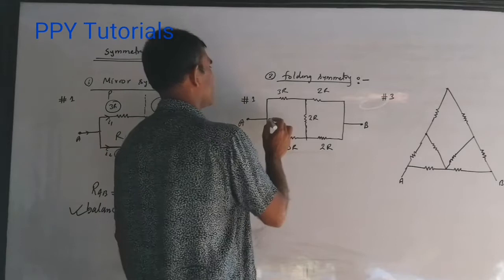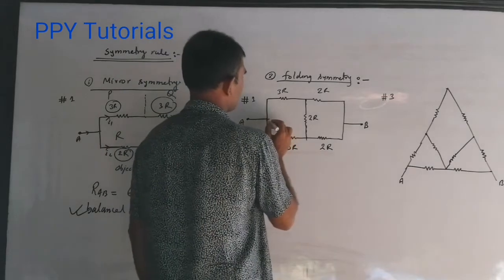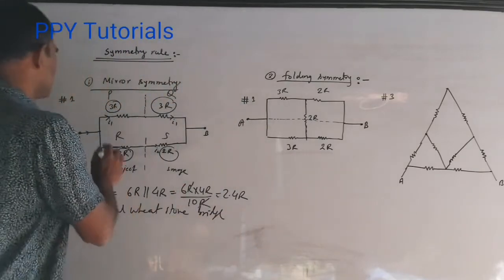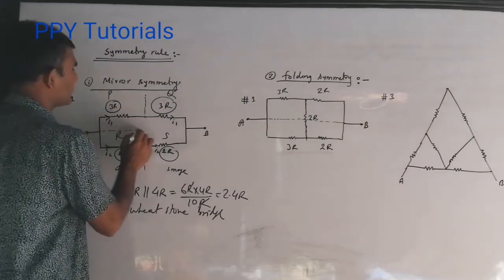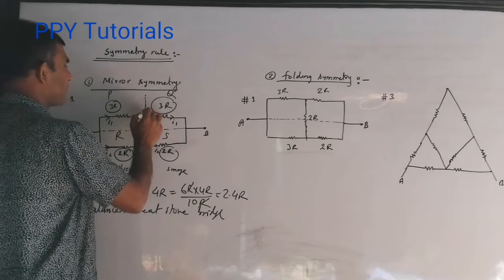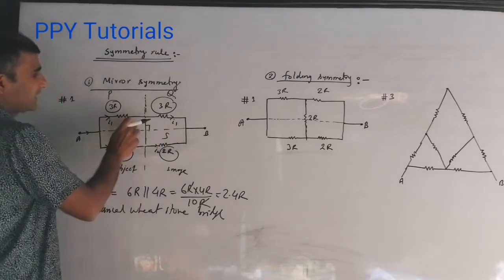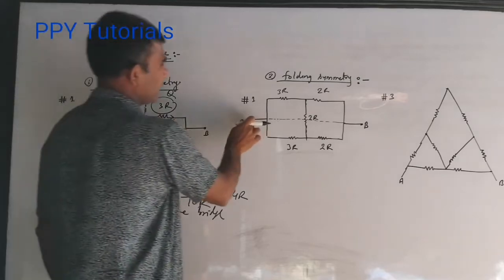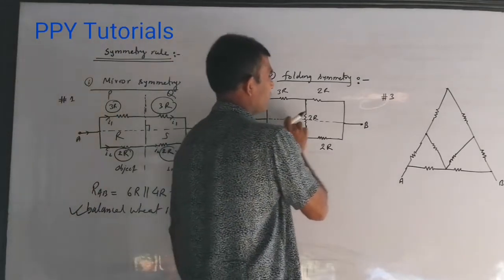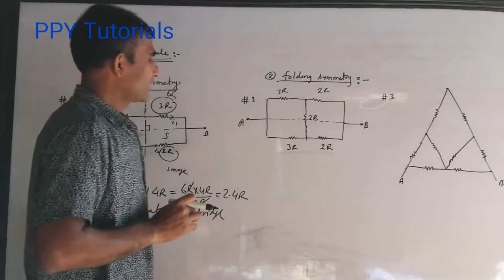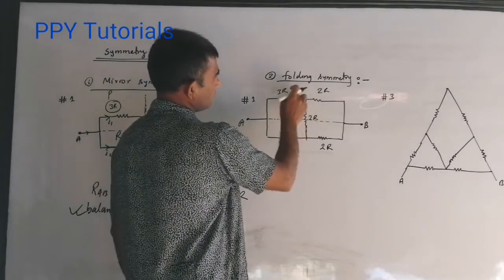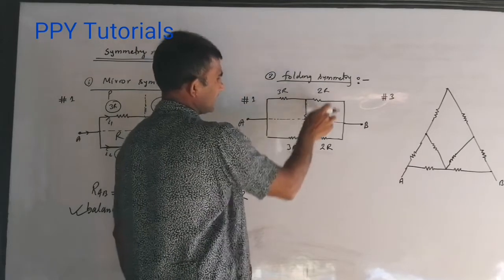How will you find? You will make the mirror line this time along the axis. Last time what you did? Mirror line was perpendicular. This was our terminal line, this was the perpendicular. In this case the mirror axis was perpendicular. This time you will take the mirror axis along the terminal. Then you will find this and this same, this and this same.